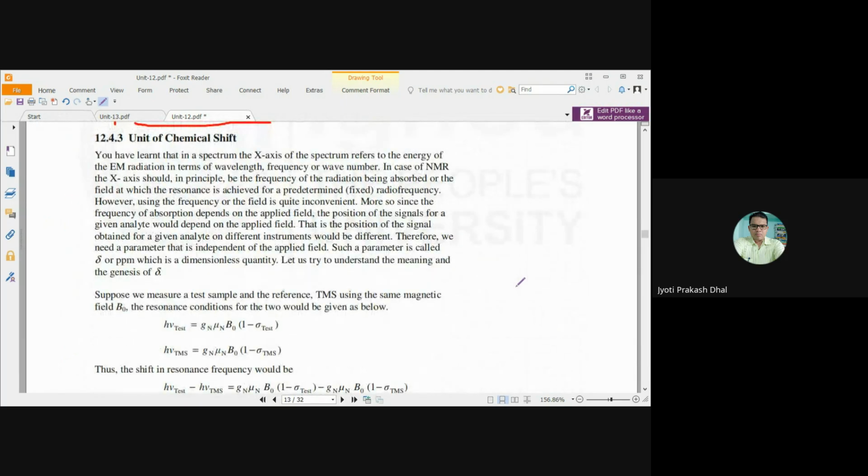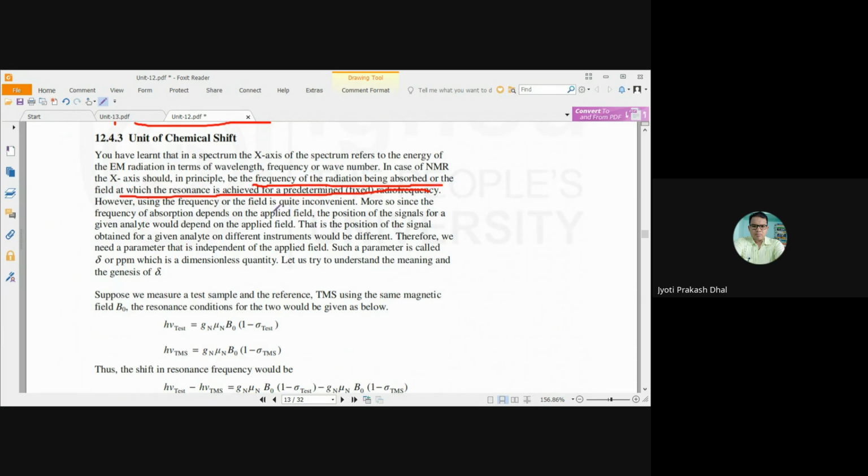Now coming to the unit of chemical shift. In NMR, according to the principle, the x-axis represents the frequency of radiation being absorbed or the field at which the resonance is achieved for a predetermined radio frequency. That means two mechanisms are there. If the frequency is constant, then the x-axis will be magnetic field, and if the field is constant, then the x-axis represents the resonance frequency.